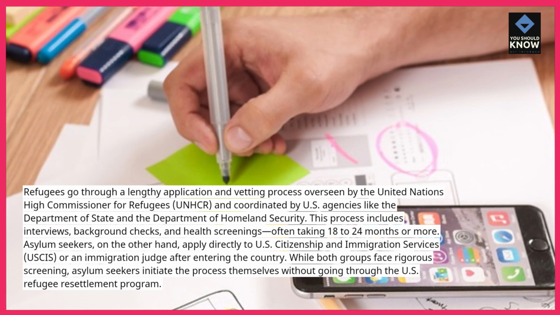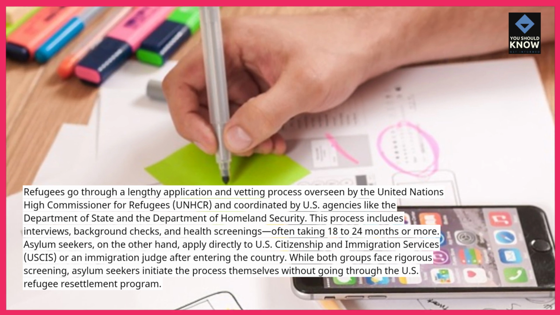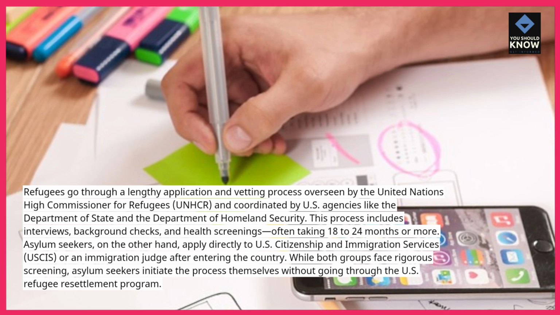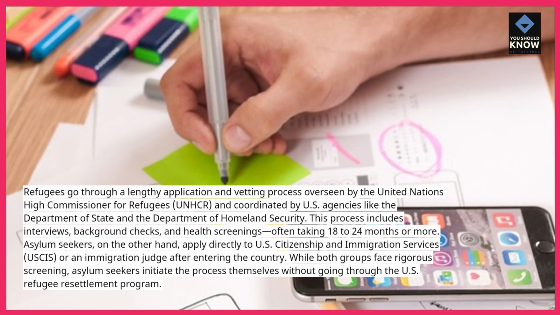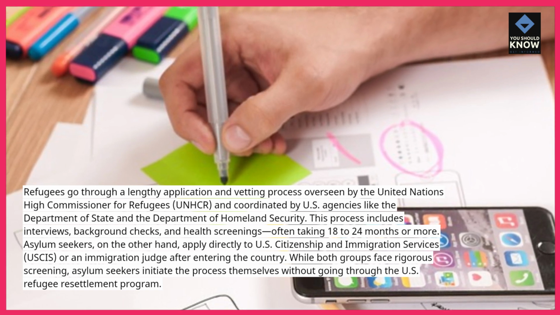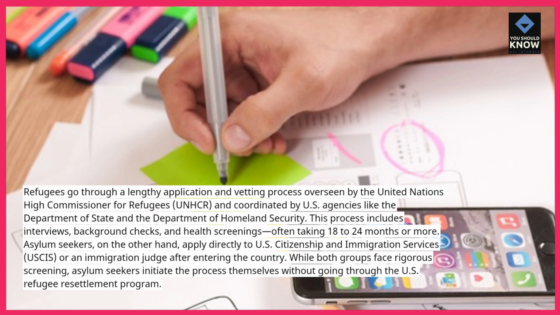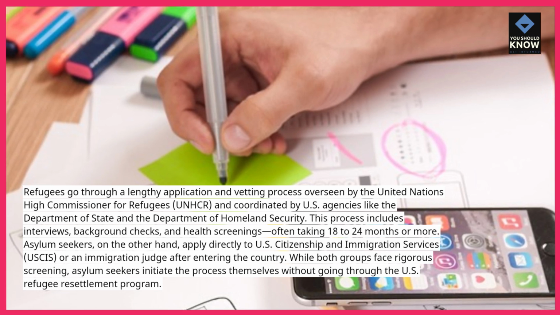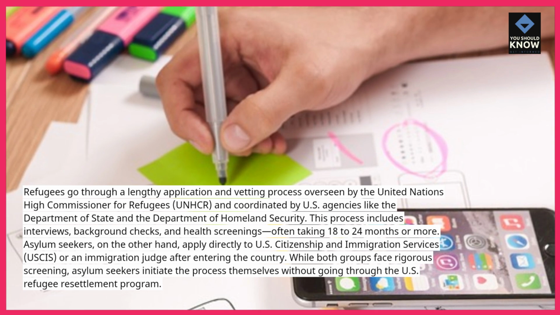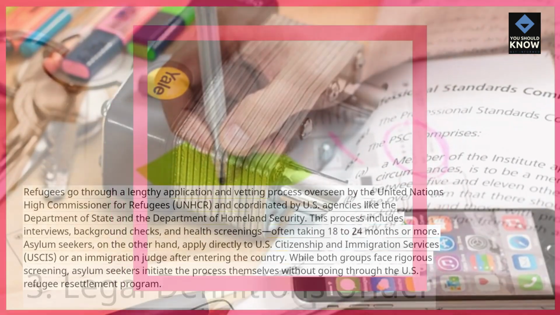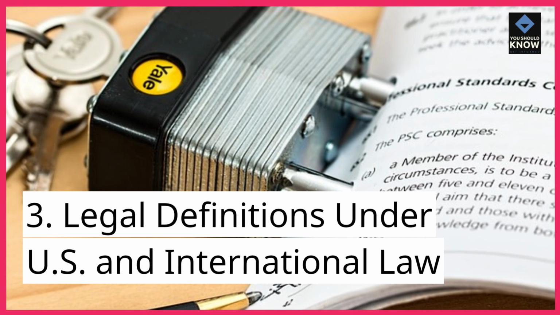Asylum seekers, on the other hand, apply directly to U.S. Citizenship and Immigration Services, USCIS, or an immigration judge after entering the country. While both groups face rigorous screening, asylum seekers initiate the process themselves without going through the U.S. Refugee Resettlement Program.